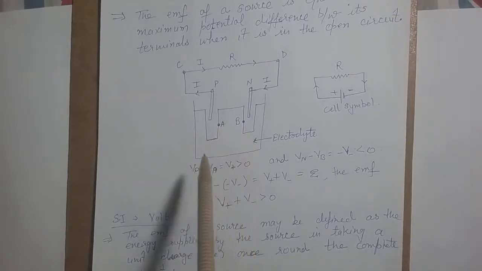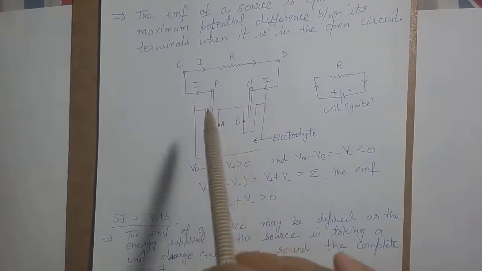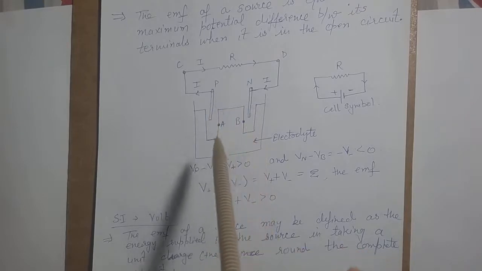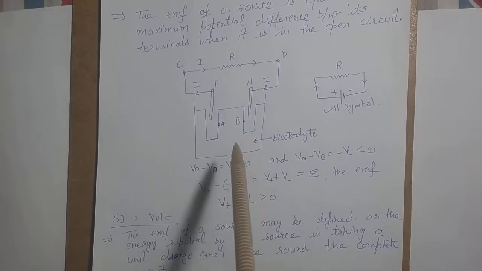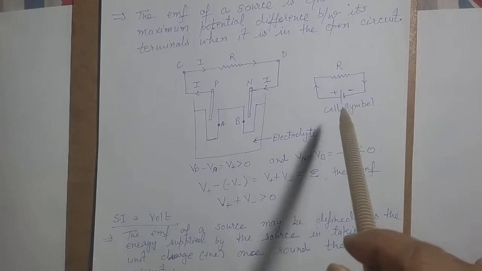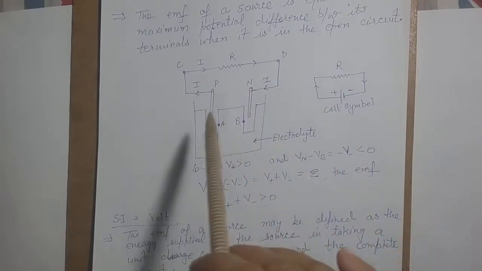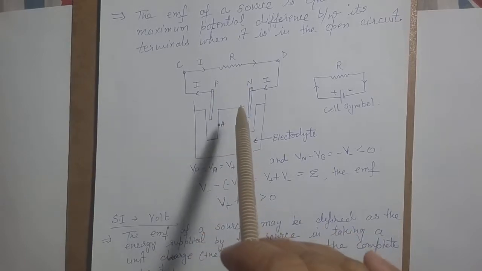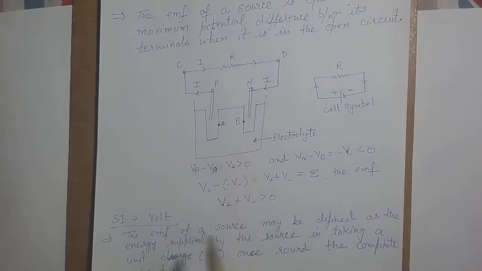So we have an electrolyte in a container. We have two electrodes, one positive, another negative, inserted in this electrolyte. And this is our basic cell, and this is the symbol of a cell. So we have this conductor attached to these electrodes, the positive terminal and the negative terminal are connected here, and this is the electrolytic solution.